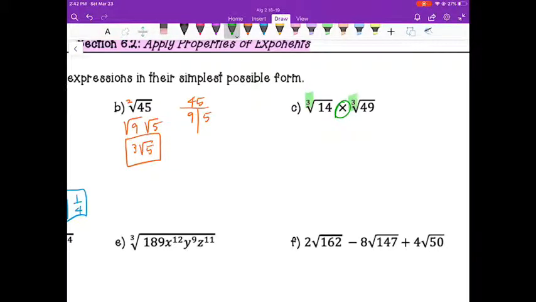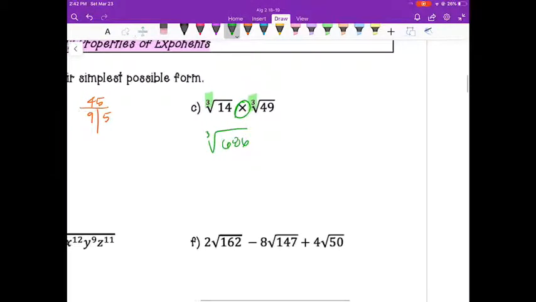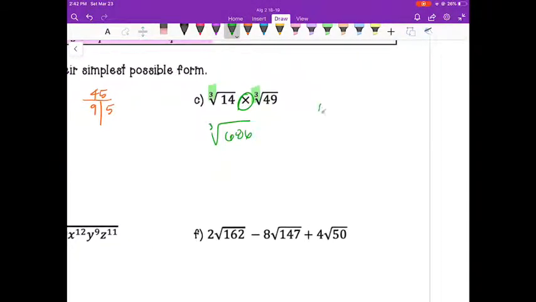And example C, since we have a cubed root for both, we are able to combine our radicals since we're multiplying. So we've got the cubed root of 14 times 49 is 686. And I don't know any factors that are perfect cubes off the top of my head. So I make my chart. I've got 1, 686, nope, but 2 and 343.